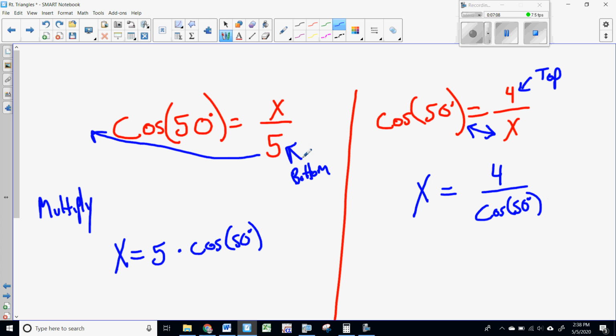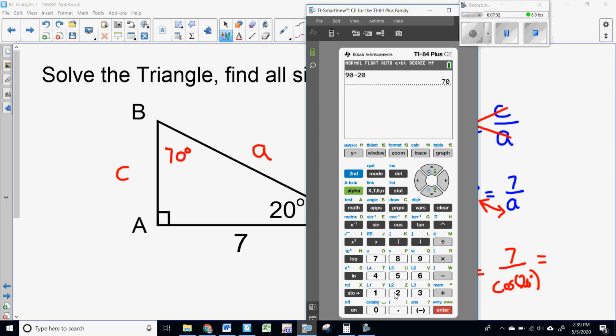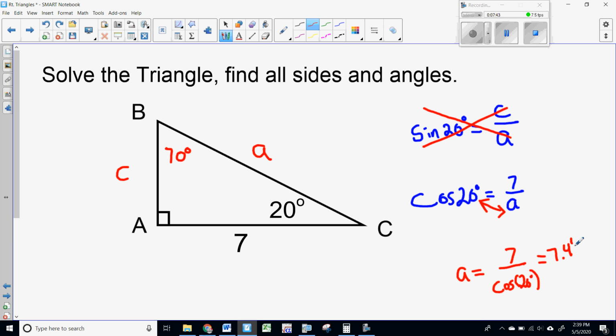So what you have to do is see where your variable and where your number is. Number on the bottom, you just multiply. Number on the top, you switch the trig function and the x. So here, we have the variable on the bottom. That means I just switch these two, and a is 7 divided by the cosine of 20. So now I can go to my calculator, and I can do 7 divided by cosine of 20, and I get 7.449. So that is my a.